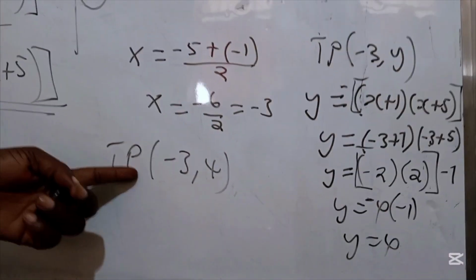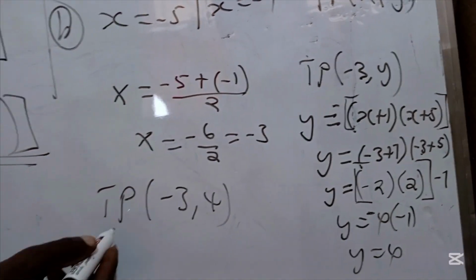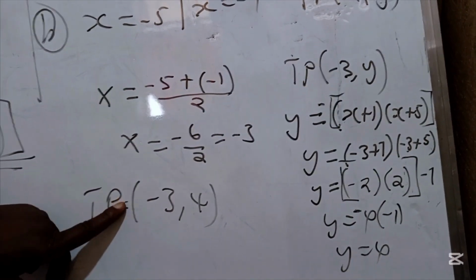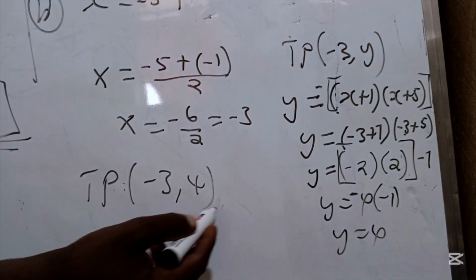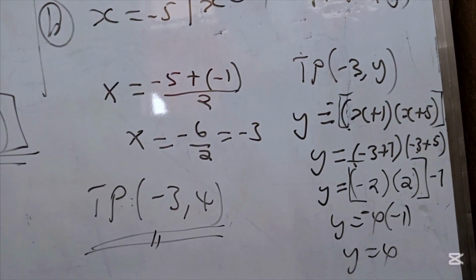So for the turning point, no need of you putting an equal sign. Don't put an equal sign. It is a point. It is a coordinate. Leave it the way it is, because this is just a point. It is a coordinate. So this is how it should be.